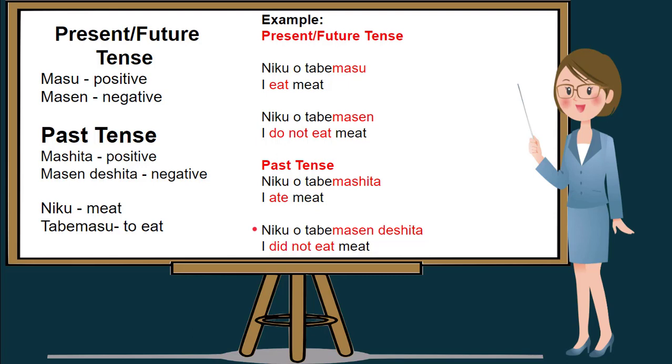Let's read this second sentence. Please repeat after me. Niku o tabimasen deshita. Once again. Niku o tabimasen deshita. In English, I did not eat meat.